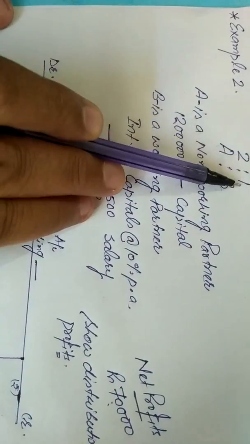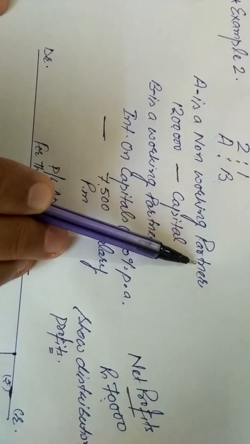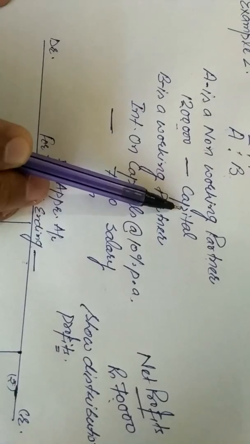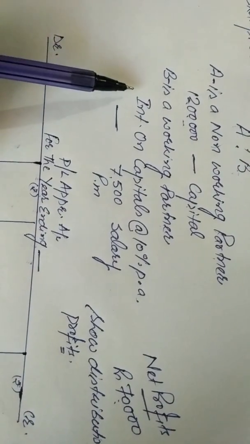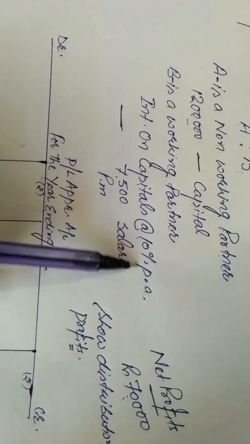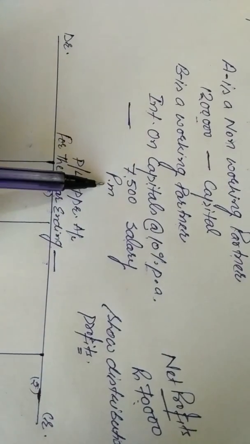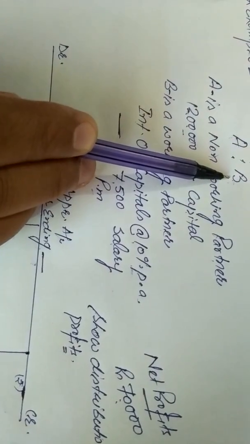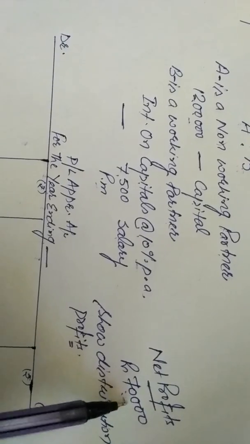Their profit sharing ratio is 2:1. A is a non-working partner and contributes rupees 12 lakh as capital. B is a working partner. As per the provision of the deed, interest on capital will be allowed at the rate of 10% per annum, and a salary of rupees 7,500 per month will be given to the working partner, that is B. At the end of the year, the firm earned a net profit of rupees 70,000.